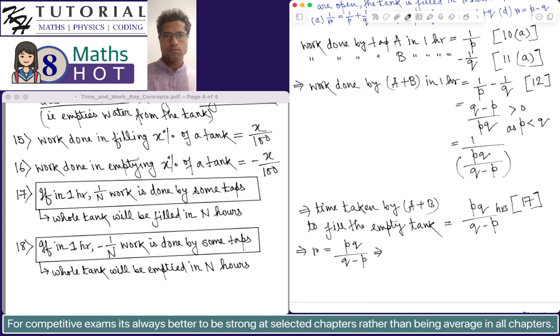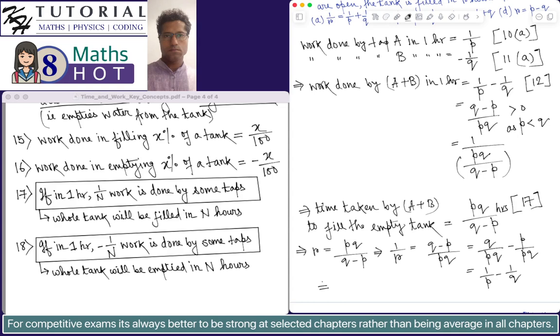If this is so, we can take the reciprocal on both sides, and we can say that 1 by R should be equal to Q minus P divided by PQ. Now if you simplify this, splitting the negative sign, this is equal to Q by PQ minus P by PQ. This is equal to 1 by P minus 1 by Q. So 1 by R is equal to 1 by P minus 1 by Q.